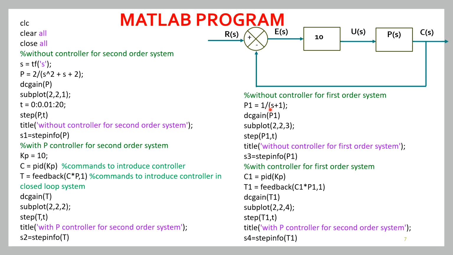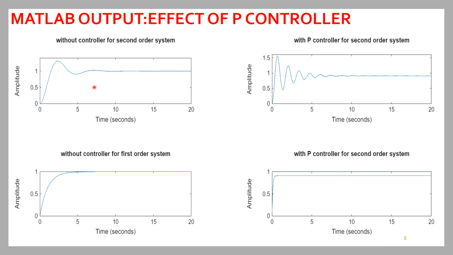For the first order system, I have taken the transfer function. Here I have named it P1. The gain remains the same. The controller I have named it, then T1. So 4 plots I'm going to plot in order to look at the response of the system with the introduction of controller. So let us see the output.